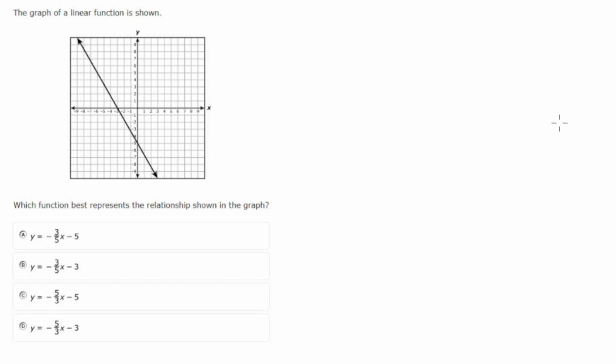The graph of a linear function is shown below. What function best represents the relationship shown in the graph? So when you're solving these problems, it's a little tricky because not much is given to you. They just go ahead and give you all these answer choices.